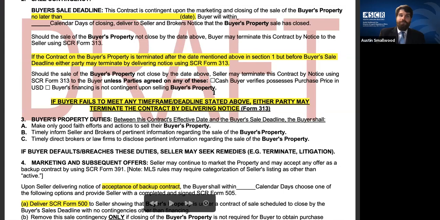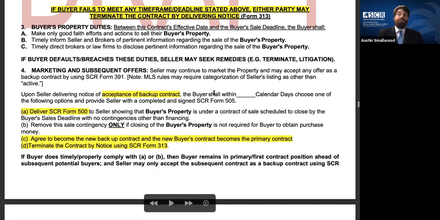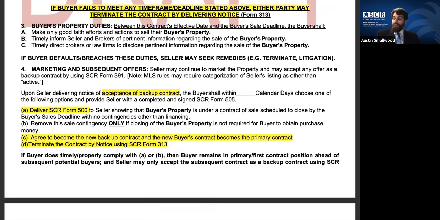So what is the buyer obligated to do during this time period? They actually have to try and sell their house. They have to make good faith efforts to try to sell. They need to timely inform the sellers and the brokers of pertinent information regarding the sale of their house, and they need to direct their brokers and law firms to disclose pertinent information about that property. Essentially, you've got to cooperate with the seller. If the buyer fails to do these, then the seller needs to talk to their attorney about what options they would like to pursue.